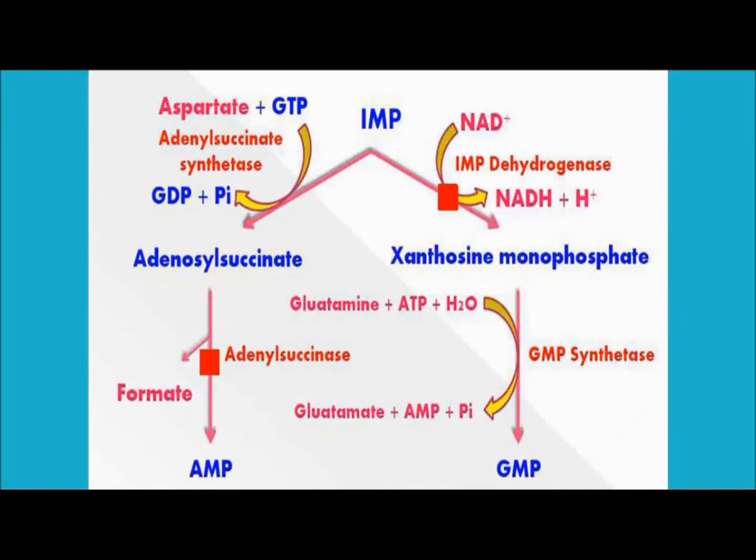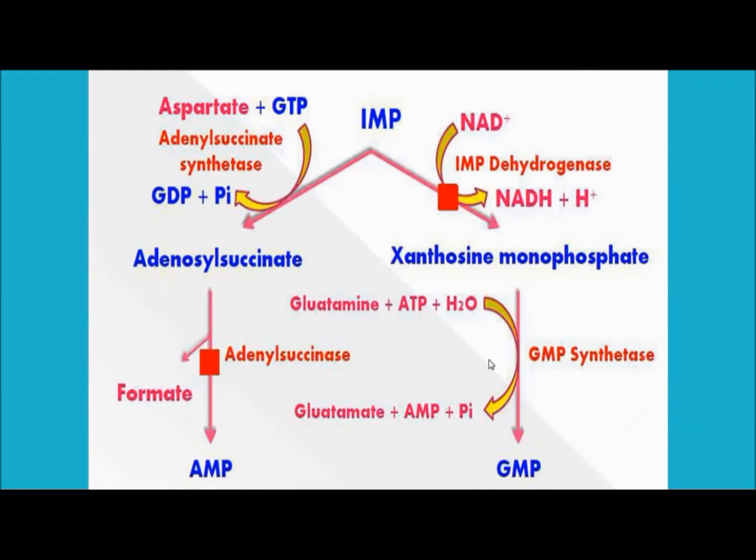So here I am again showing you how it starts. Let's start with the IMP. Here the aspartate molecule will come. You are going to utilize one GTP molecule to finally get this particular component, the adenylosuccinate. From this adenylosuccinate you are going to get the AMP, right? Similarly here, it depends on a NAD dependent redox process. So here you are going to get first the xanthosine monophosphate. Again the glutamine will enter here along with the ATP molecule to form the GMP.